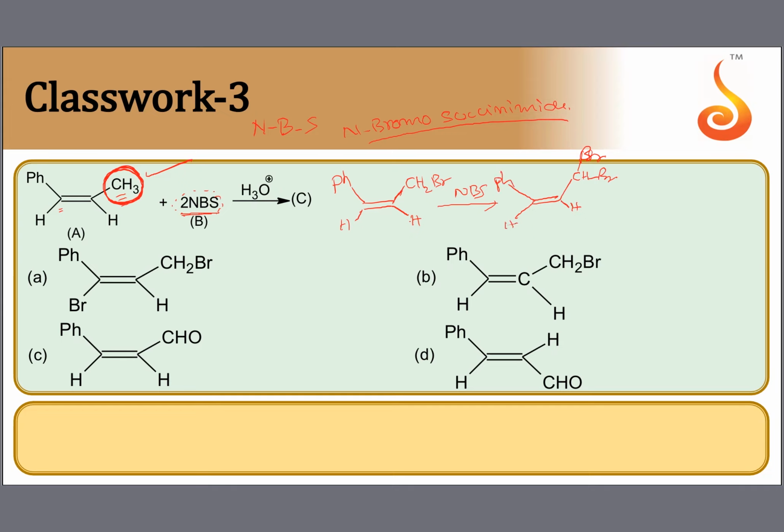After that, hydrolysis. During the hydrolysis, what happens? 2 bromines are replaced with 2 OH groups. Gem-diol is obtained. We know gem-diol is highly unstable. As soon as it is generated, it will undergo dehydration to give the corresponding carbonyl compound.